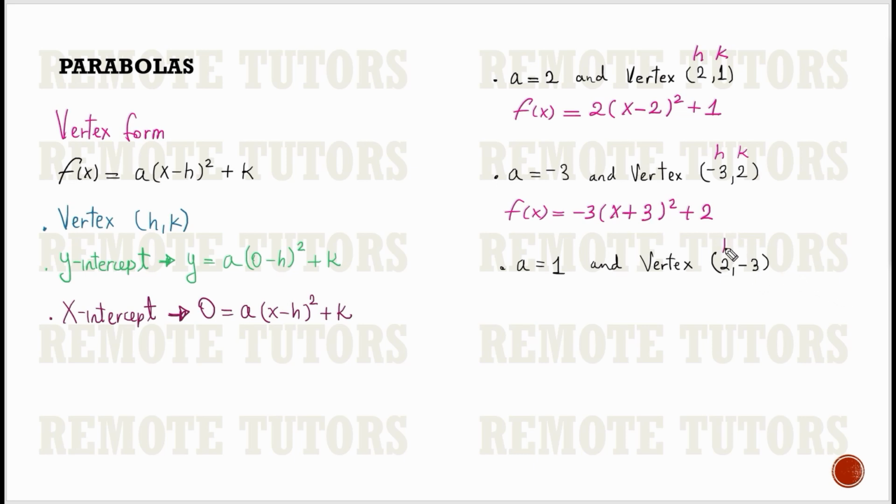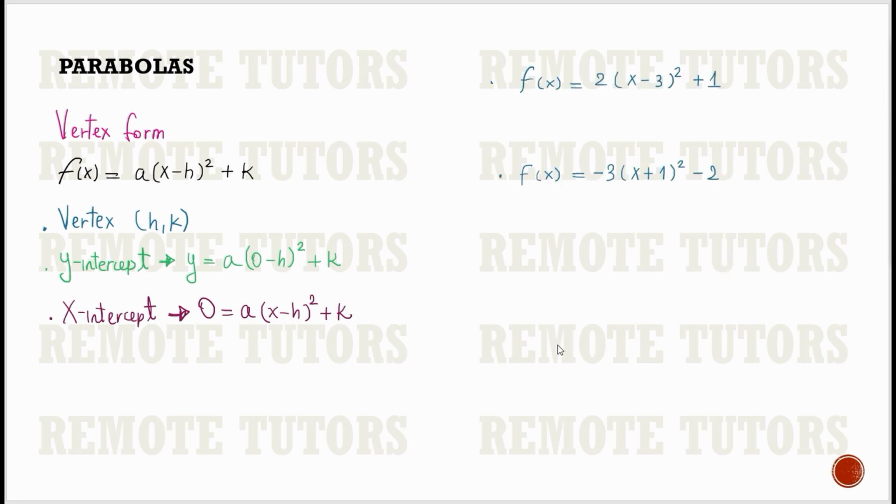And at last, h is 2 and k is negative 3, so the formula must be 1 times (x minus 2) to the power of 2 minus 3. Now, we can remove the 1 because multiplying by 1 is not needed to be written because it's understood.